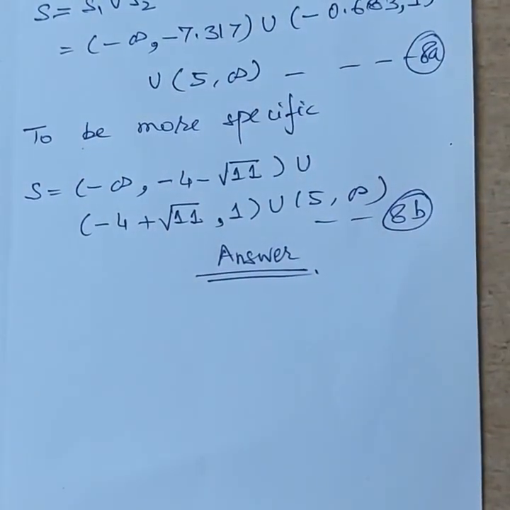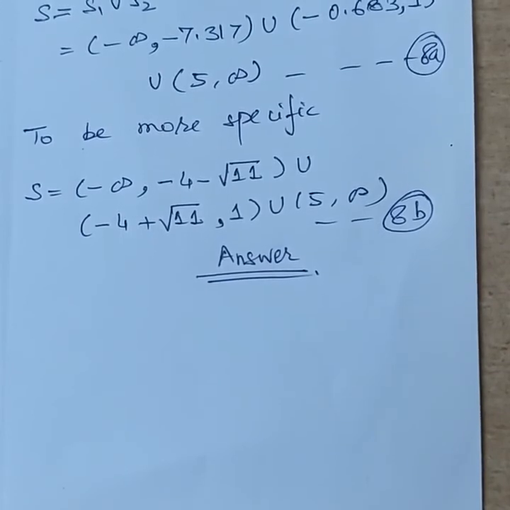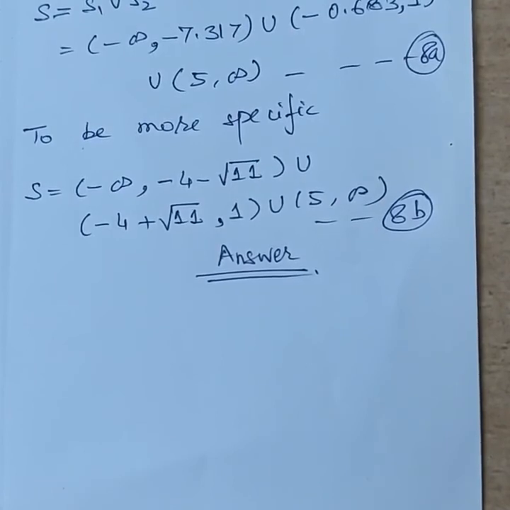This is the end of our video on the lesson set theory operations on real numbers. In this lesson, we have learned how union and intersection of sets can be derived by the number line method.